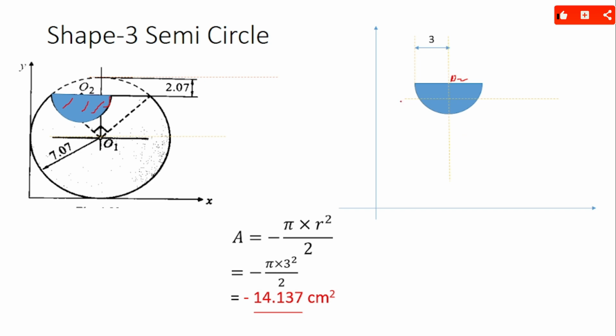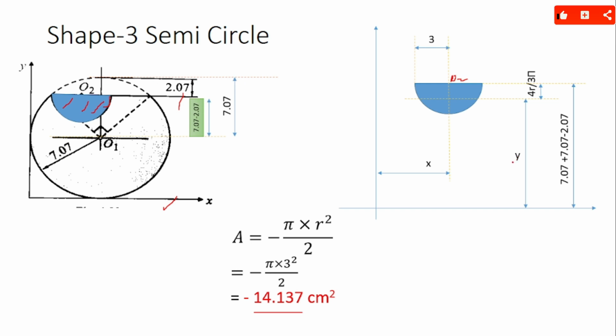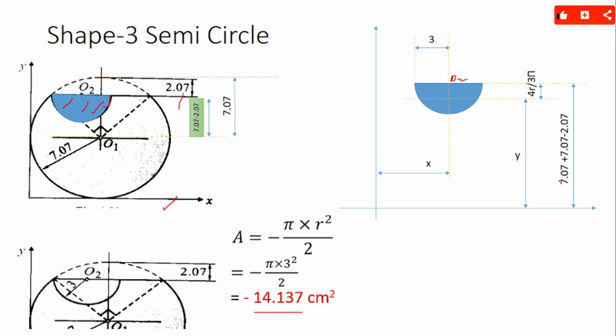Now we'll find out the centroidal axis for the semicircle. It is located here. Again we can say that the semicircle is symmetric about the vertical axis. So this is the value of x bar, and from the top the centroidal axis lies at a distance of 4r by 3 pi. So this is the value of y bar. We know this total distance from this point to this point is equal to 7.07 plus 7.07 minus 2.07 from the previous calculation. So your y bar should be equal to 7.07 plus 7.07 minus 2.07 minus 4r by 3 pi, then only we get this distance.